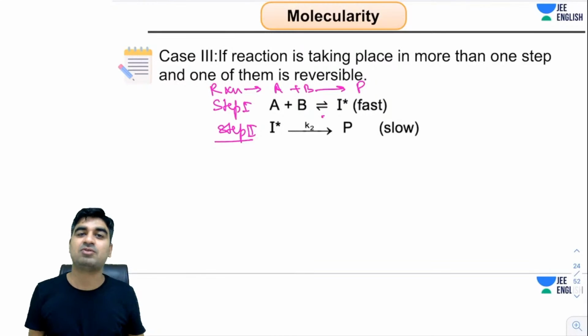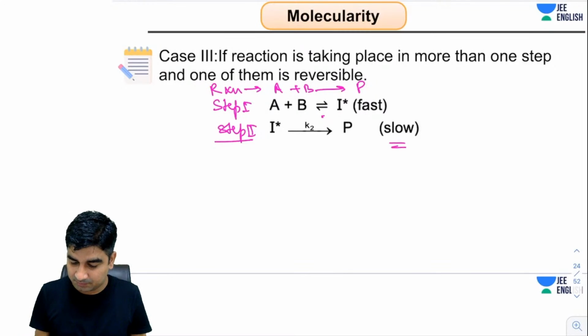Solve it. Now this reaction is given: A plus B giving you product. In step 1, you have A plus B giving you some intermediate, and that step is reversible and also fast. Now in step 2, that step is slow. So now find the rate law expression.